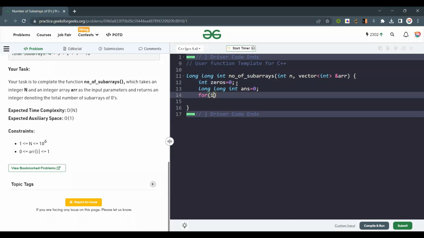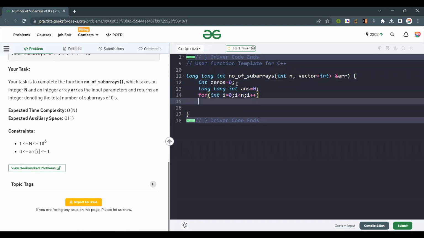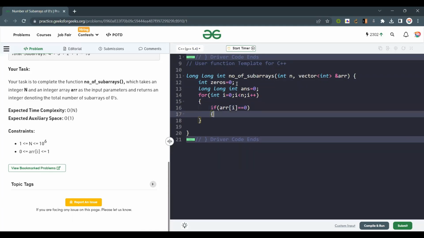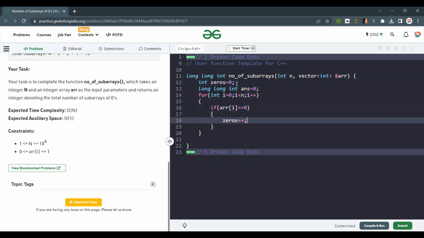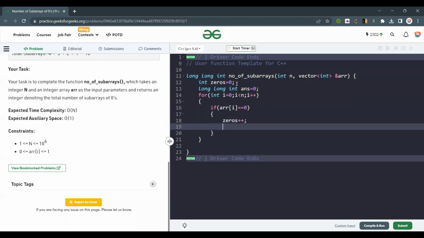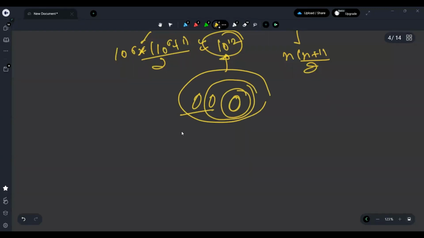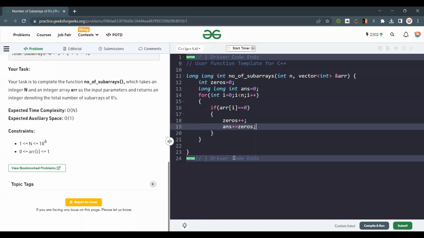Answer is equal to 0. For every point I will traverse, and if arr[i] is equal to 0, then zeros plus plus. And at that point, we will do answer plus equals zeros. Because whenever a zero is appended, the number of zeros, this zero is appended, so it can contribute to itself, and to this one, and this one. Every time a 0 is appended, it will contribute the number of zeros in subarrays.